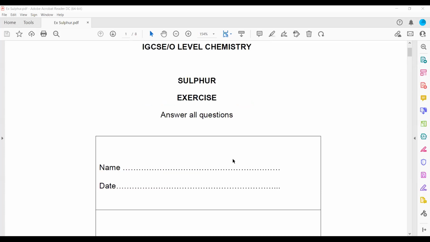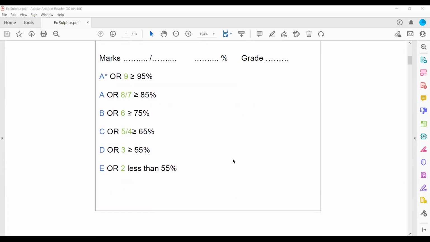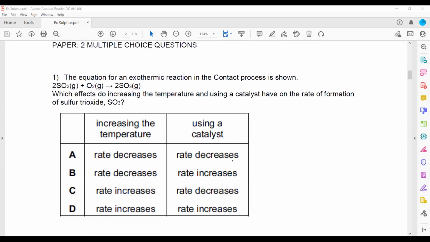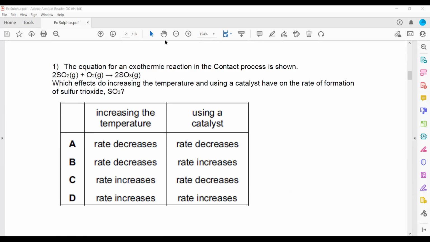So IGCSE exercise, O-level exercise related to sulfur and its compounds. We'll do some MCQs and then a structured question. The equation is there. The forward reaction is exothermic. Which effect do increasing the temperature and using a catalyst have on the rate of the reaction? They're not asking about equilibrium.